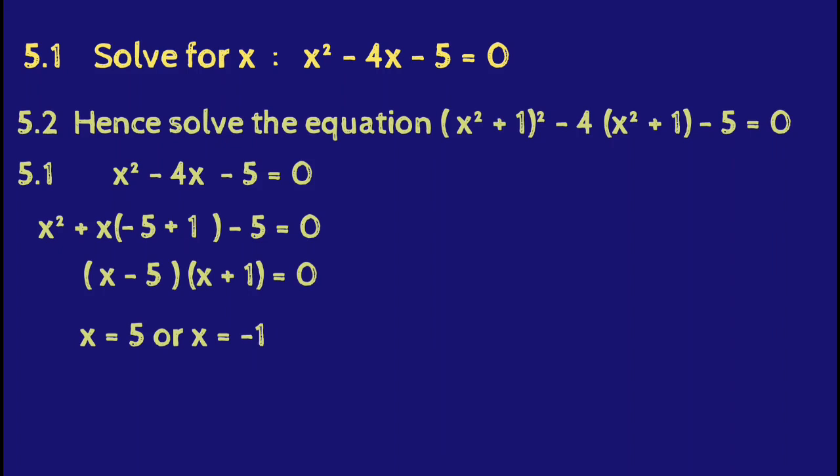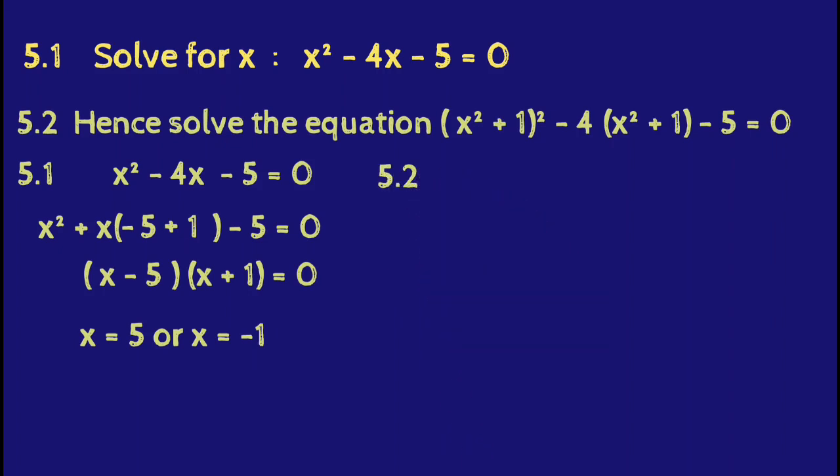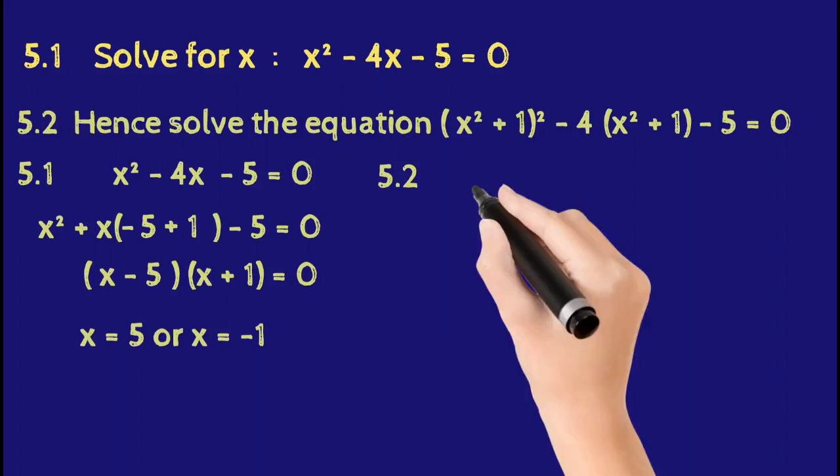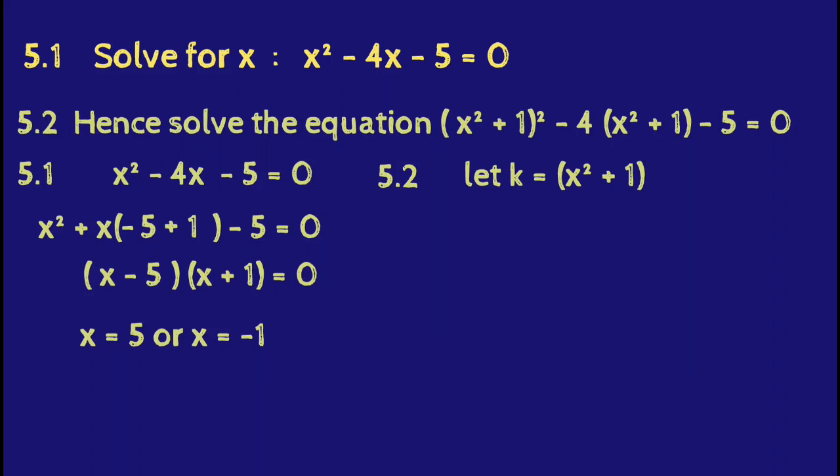Moving on to 5.2. When we look at that equation, we can see that there's a term that is repeating itself: x squared plus 1. What if we replace that x squared plus 1 with a simpler term, like for example k? We will turn that whole equation into a quadratic equation. So let's let k equal to x squared plus 1.